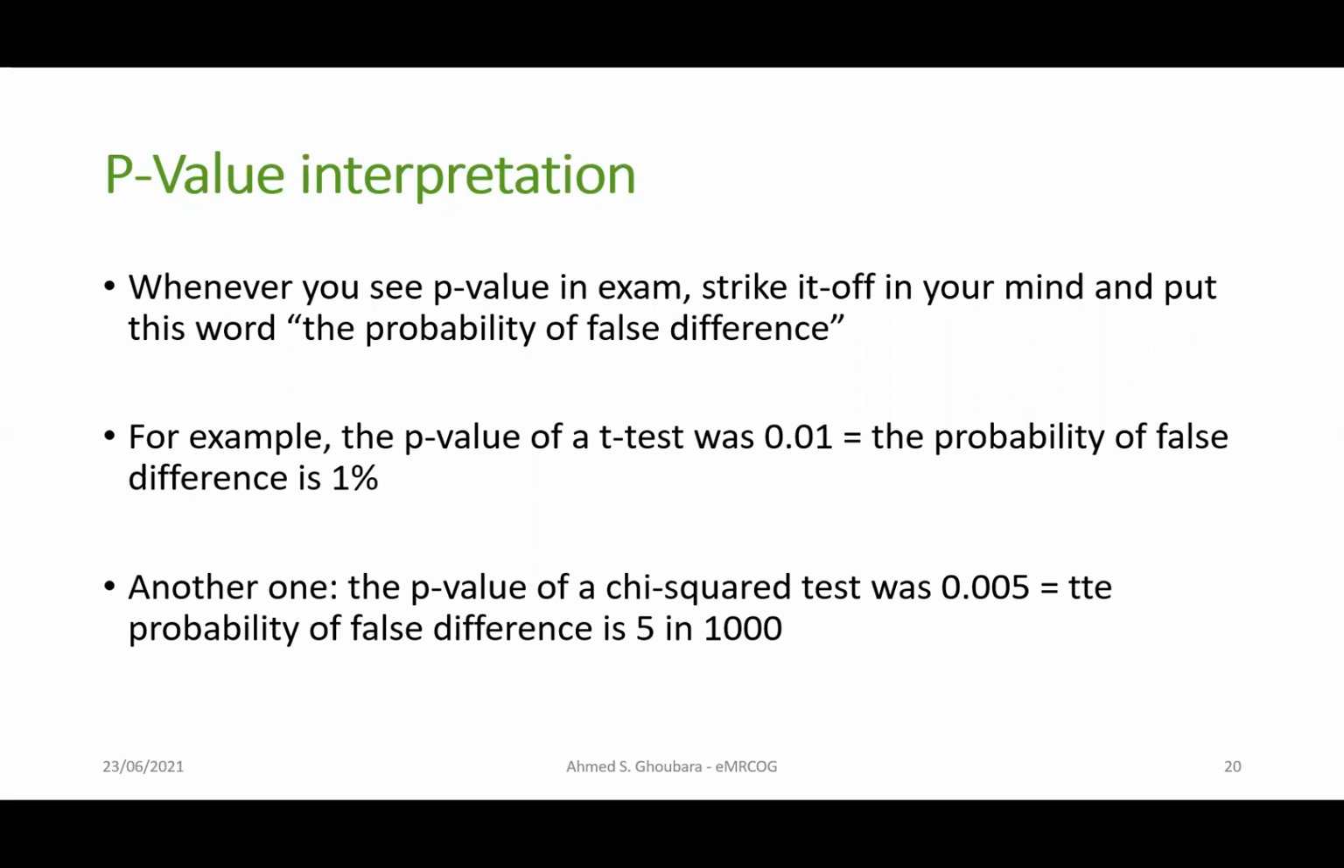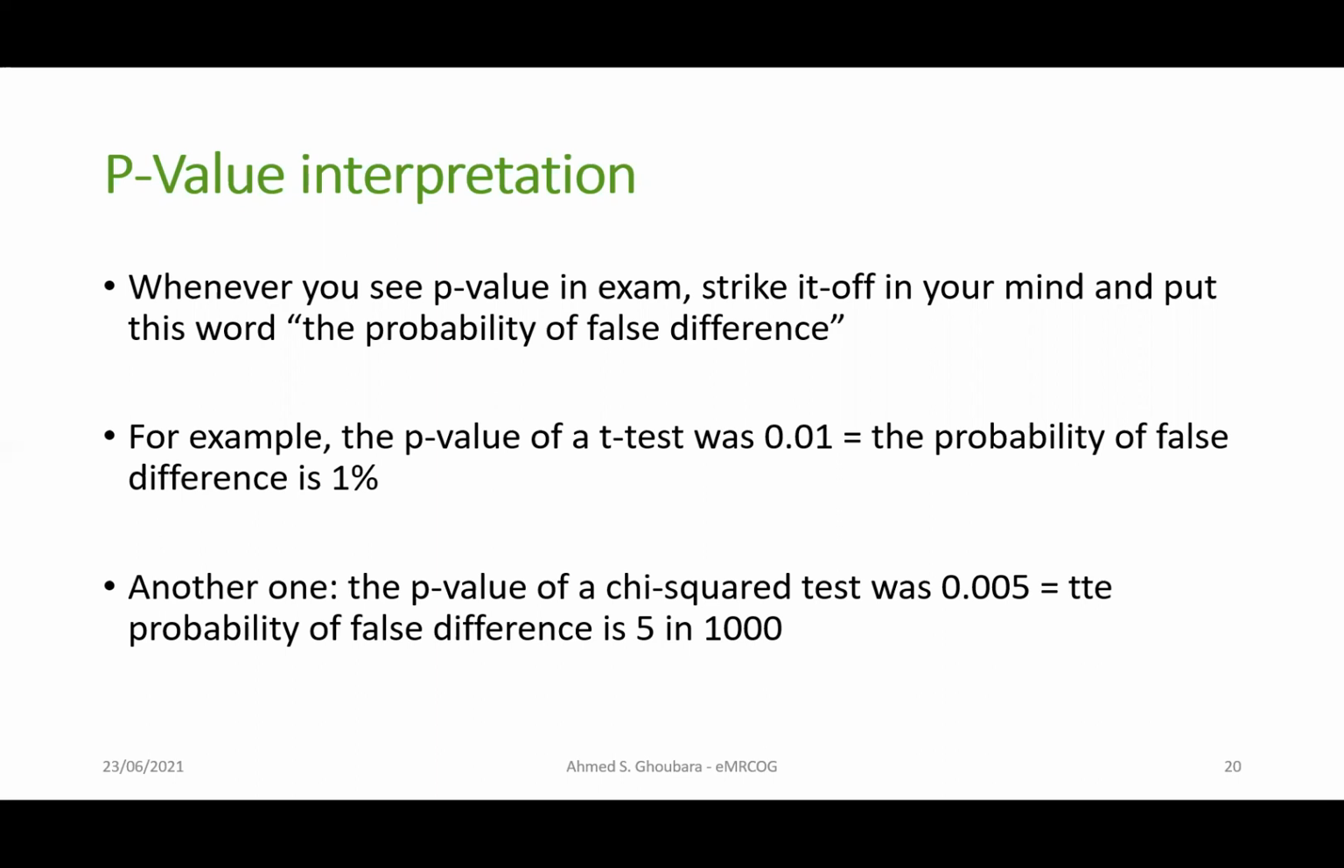So the p-value for the t-test was 0.01, which basically means 1%. So the probability of false difference is 1%. That's what I need you to put in instead. Strike the p-value, strike it off, and put the sentence: the probability of false difference is 1%.